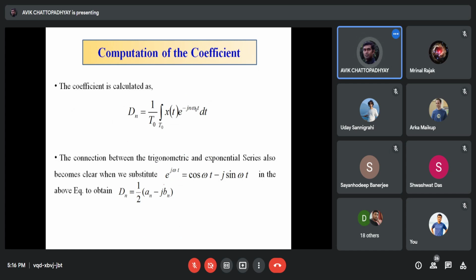I told you that sometimes it is very difficult to find out ak just by looking at that expression, because the periodic signal may be given in a very complicated mathematical form, or sometimes in a pictorial form. Then it is very difficult to find out the ak. But there is a method for how to find out ak.